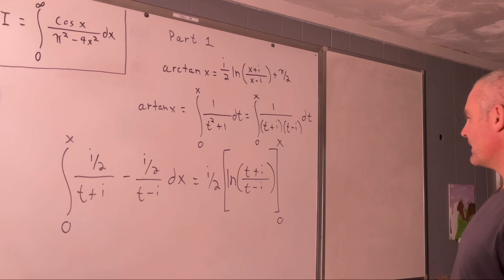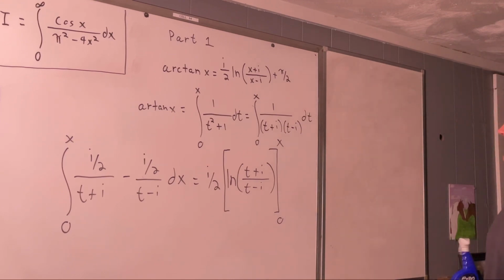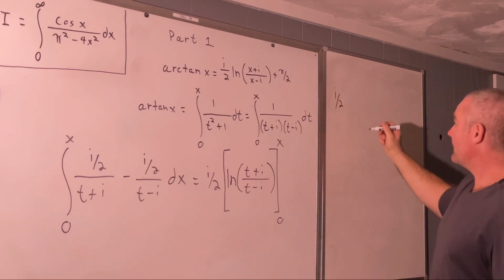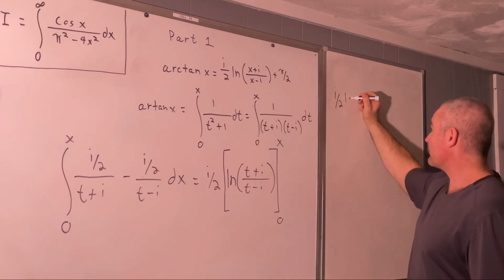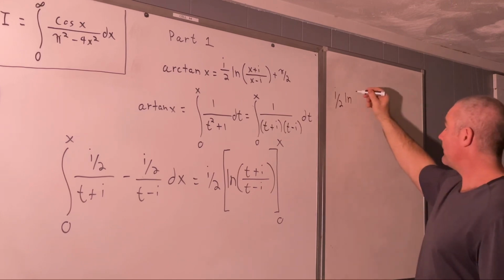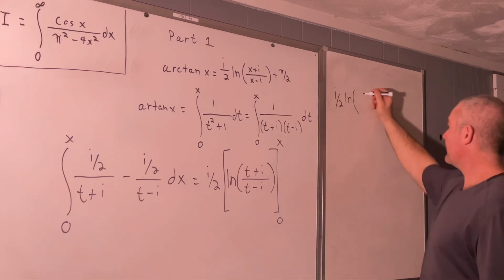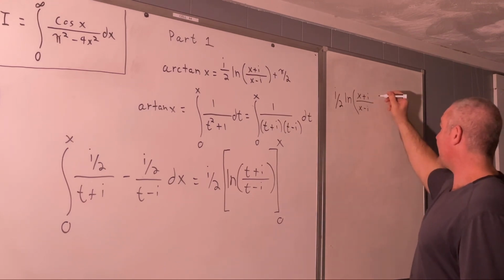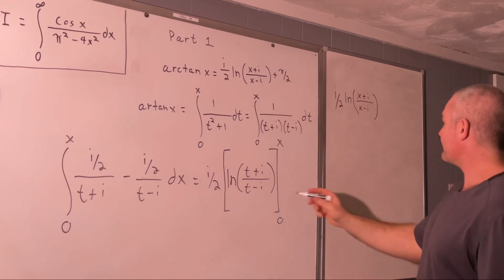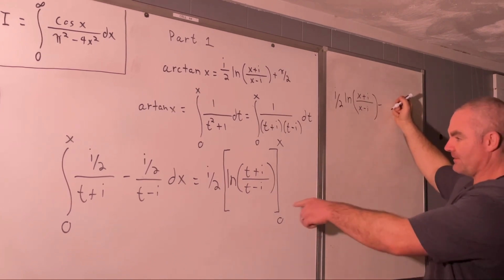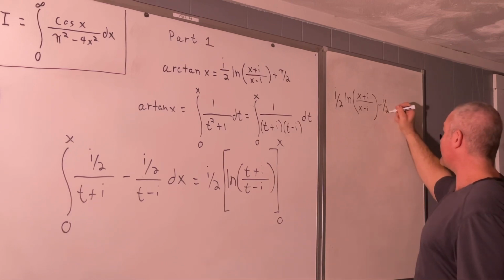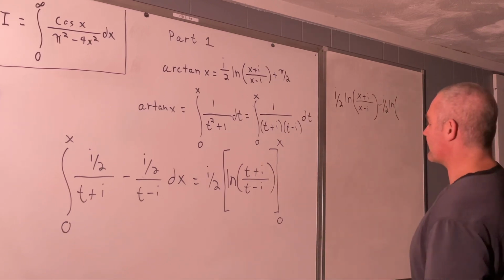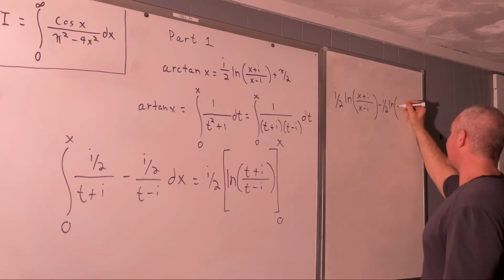Okay. So now, finally, what do we have? Well, we're definitely going to have this i over 2. And then we will have a natural log of, let's see, plugging in our upper bound, we have (x plus i) over (x minus i). And then subtracting our 0 bound, we have i over 2 times the natural log of, let's see, (0 plus i) over (0 minus i), or just negative 1.